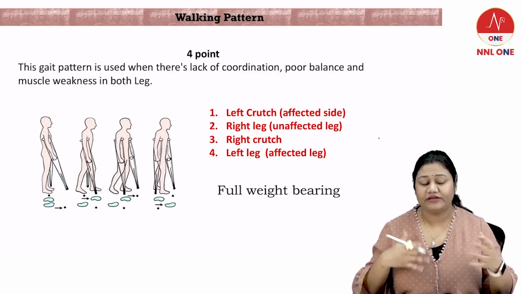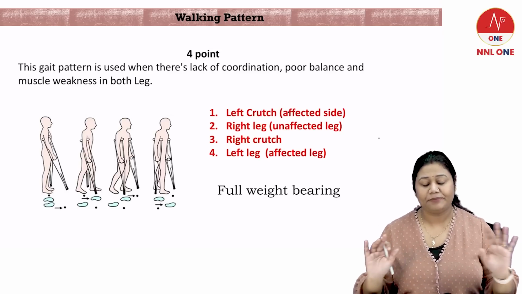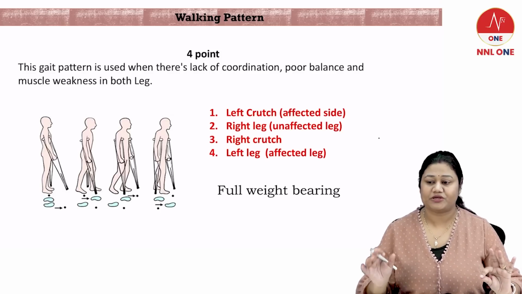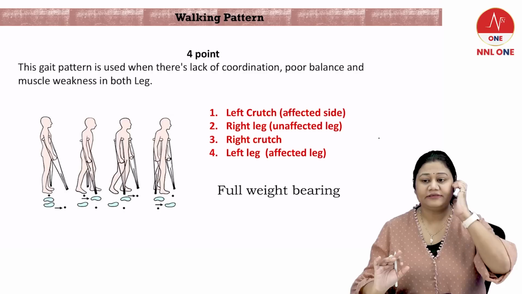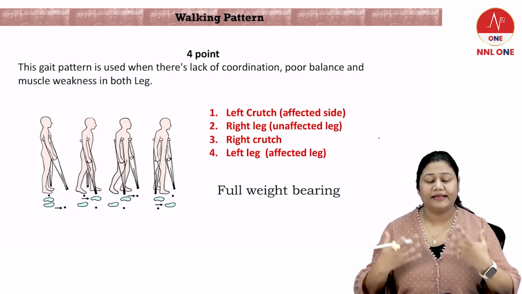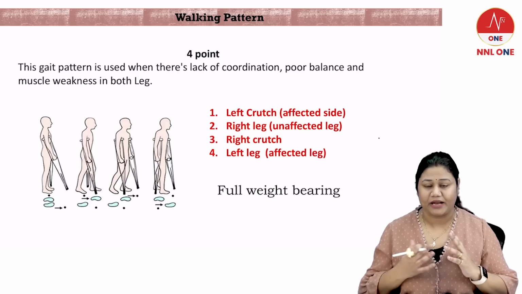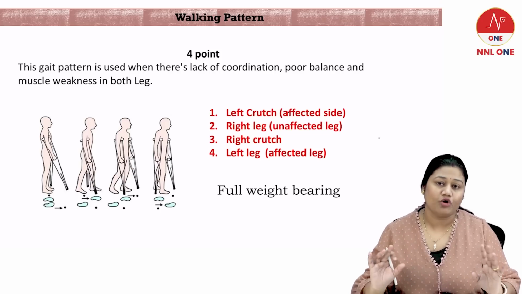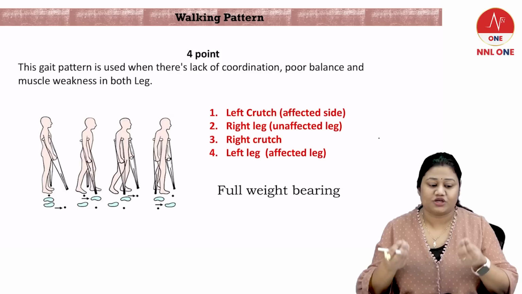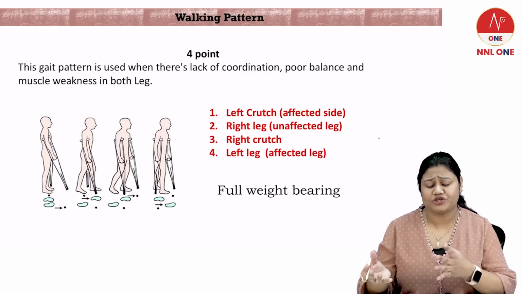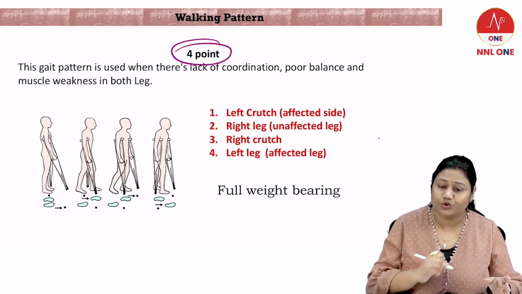4-point we can use when we need to maintain some balance and coordination. For example, after amputation, the patient has got a prosthesis implant, right? After that, the patient starts learning how to walk with that prosthetic implant. At that time we can use a 4-point gait, where we need more coordination and balance. If your patient has poor balance and muscle weakness, then this 4-point gait is good to use.